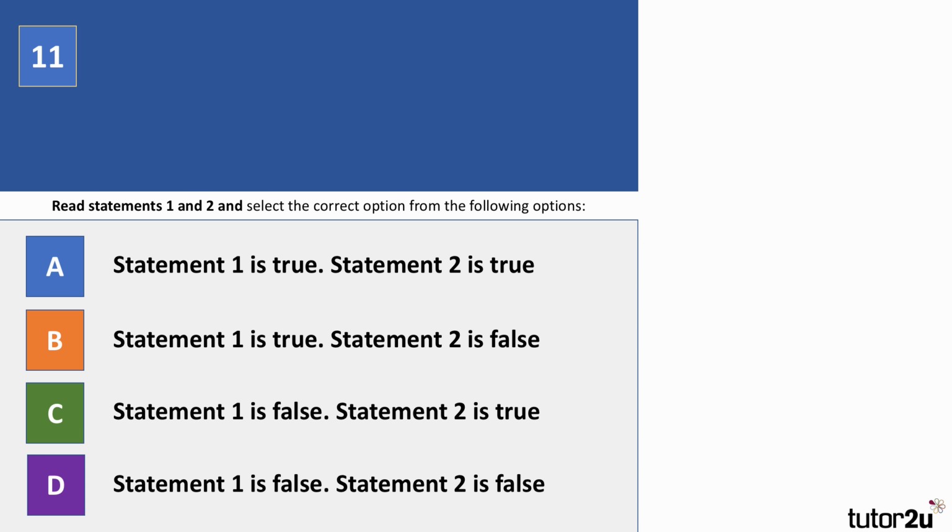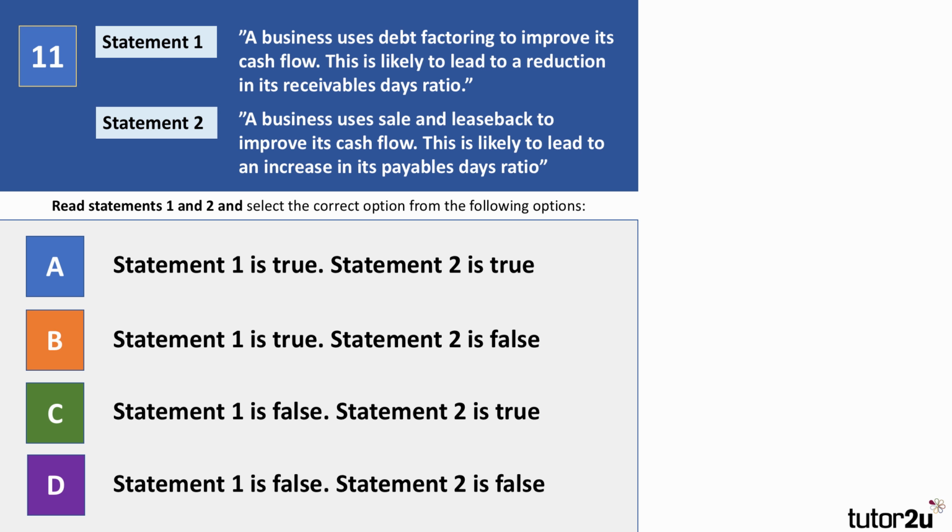Question 11, we're doing well, almost there. Question 11, here are your two statements. Statement 1, a business uses debt factoring to improve its cash flow. This is likely to lead to a reduction in its receivables days ratio. Statement 2, a business uses sale and leaseback to improve its cash flow. This is likely to lead to an increase in its payables days ratio. Have a think, pause the video, start again when you've got your answer.